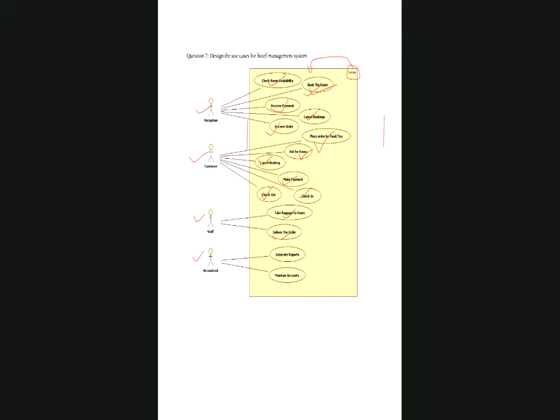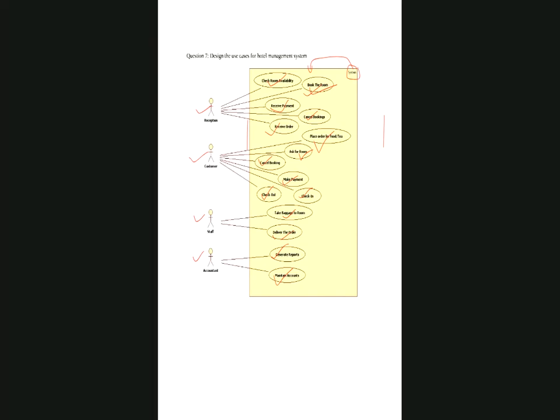Now, when they deliver it, the customer will get the reports. Now, the accountant, when the receptionist receives payment, will generate reports and maintain accounts about how much profit he has got and how much salary he has given to the staff. With all this, he will generate the reports. Okay, this is how the use case of hotel management works.